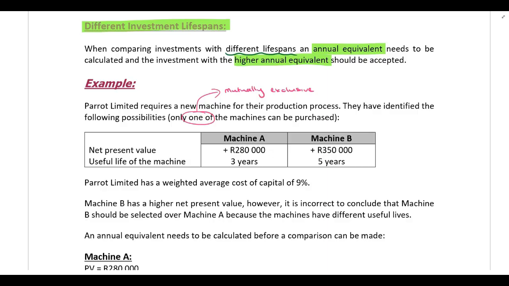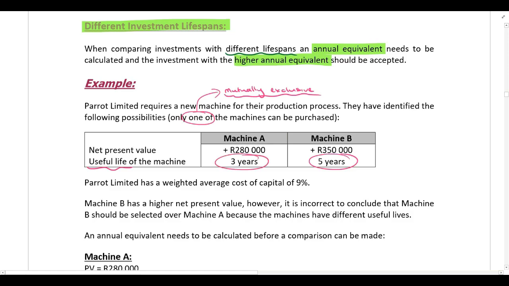Now, if you go back to the decision criteria on the previous page, I said to you, when we have a mutually exclusive investment decision, when we can only select one of the investments, you should select the investment with the higher net present value. So in this example, machine B has a higher net present value, so I would conclude invest in machine B because it has a higher net present value. However, the problem that we are sitting with is these machines are not comparable in terms of their useful lives. Machine B has a much longer useful life than machine A.